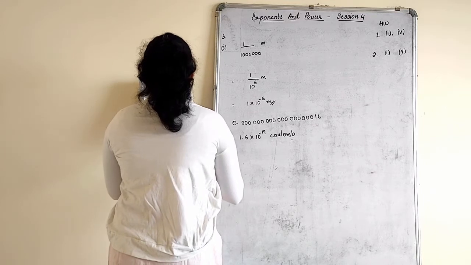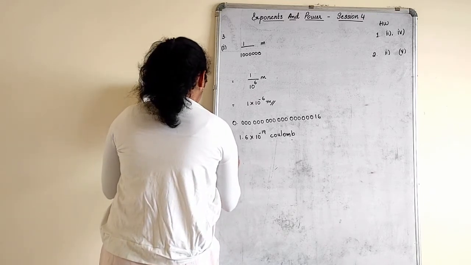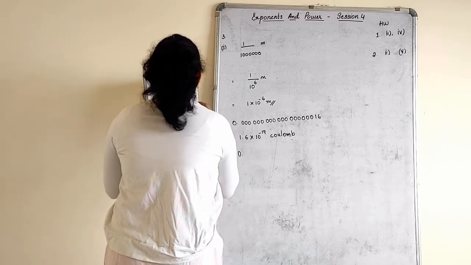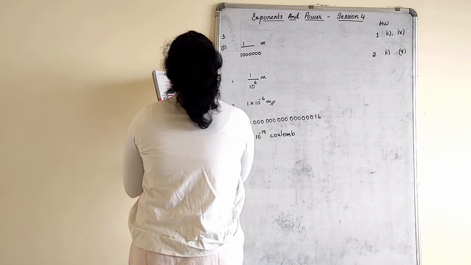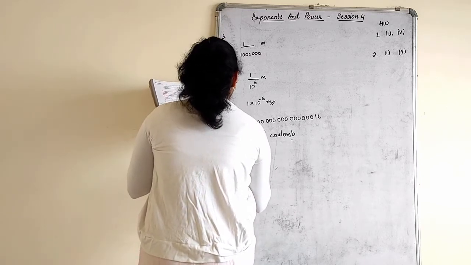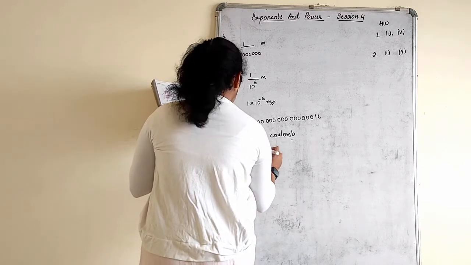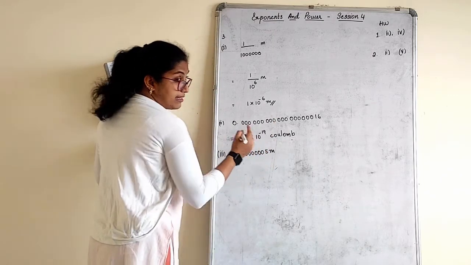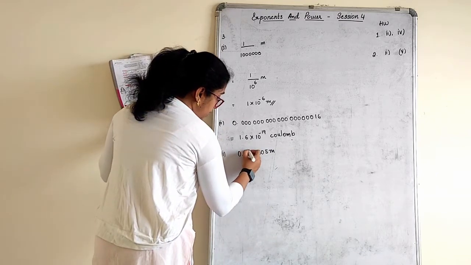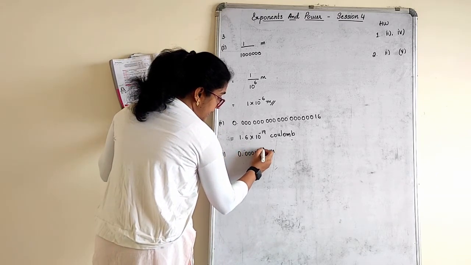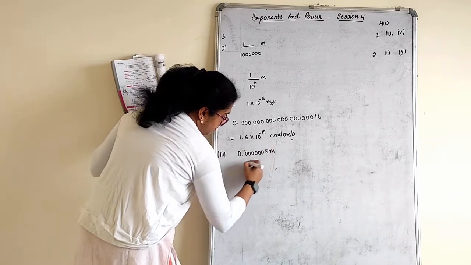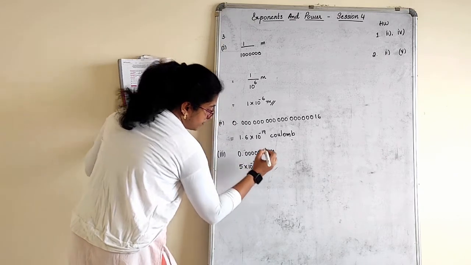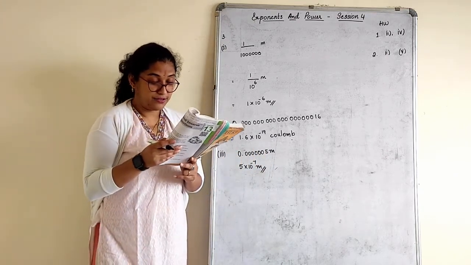Next one, size of the bacteria. Third one. Size of the bacteria is 0.0000005 meter. Okay. So decimal should be always after 1. 1, 2, 3, 4, 5, 6, 7. 5 into 10 raised to minus 7 meter is the answer, right?